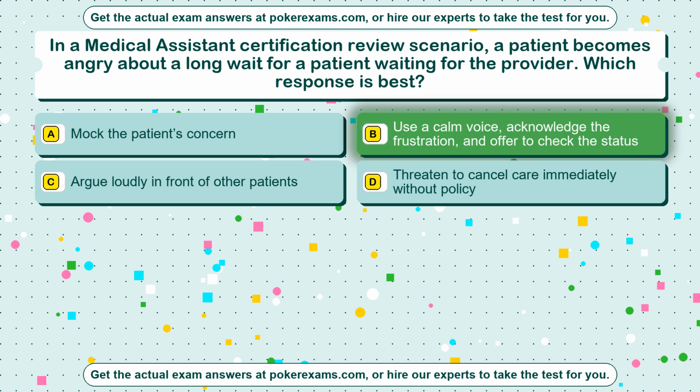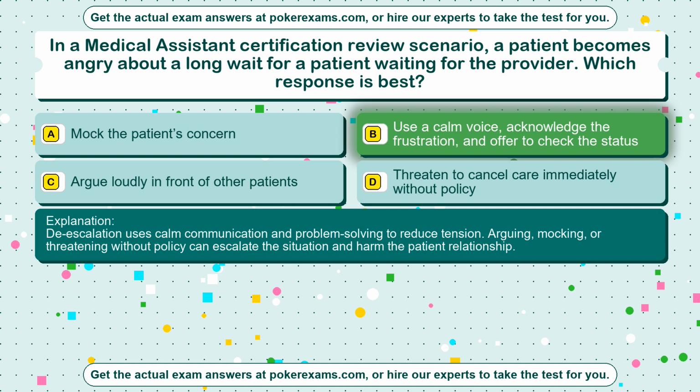The correct answer is option B. Use a calm voice, acknowledge the frustration, and offer to check the status. De-escalation uses calm communication and problem-solving to reduce tension. Arguing, mocking, or threatening without policy can escalate the situation and harm the patient relationship.